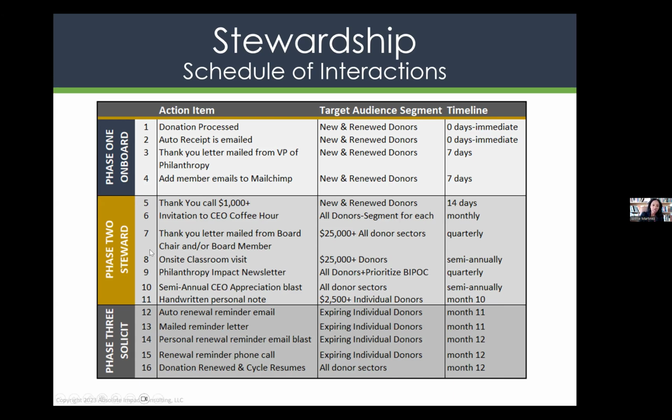As you can see here, what we're going to focus on for the purposes of this conversation is phase two. That's the stewardship phase. Now, there are particular behaviors and moments that I think do warrant a thank you so much for your gift of, and I would put it in the stewardship phase.